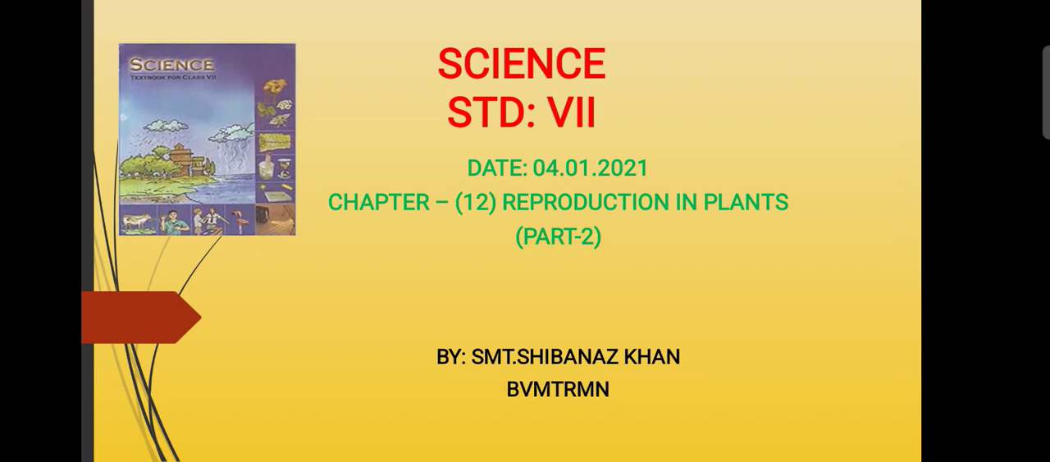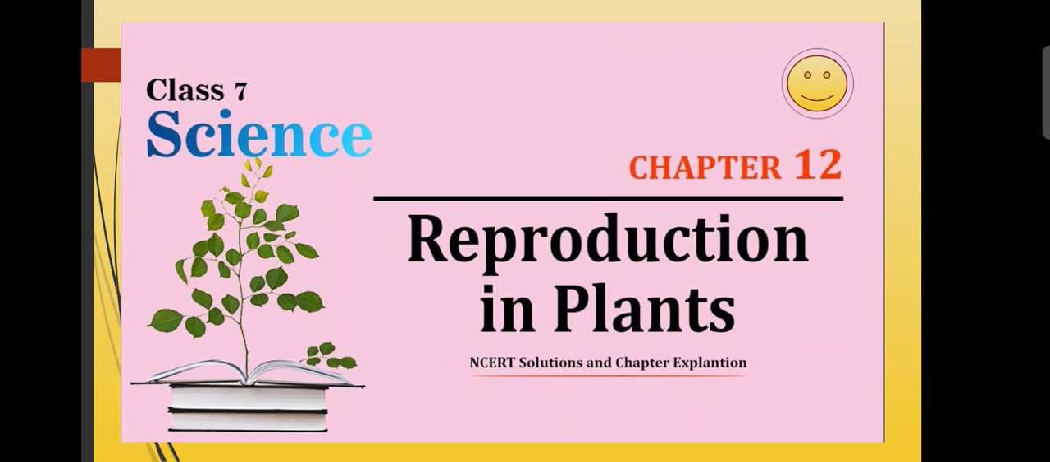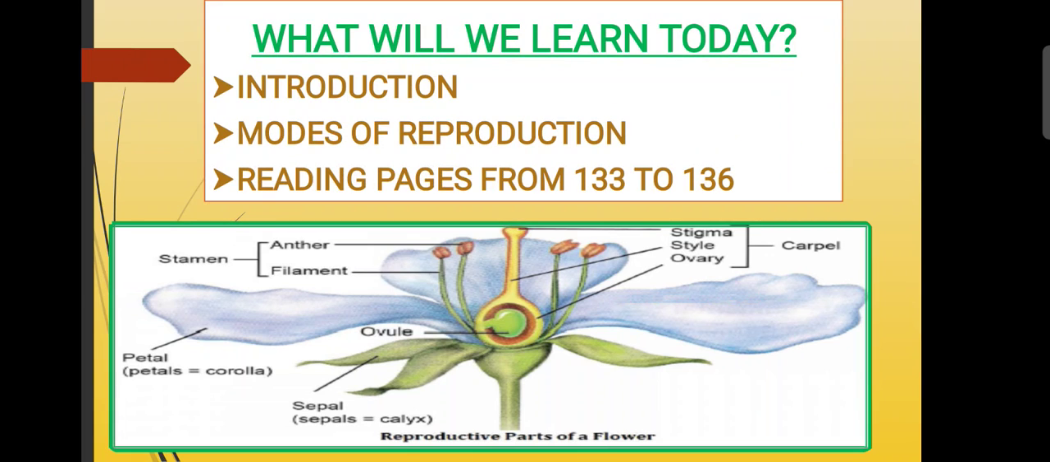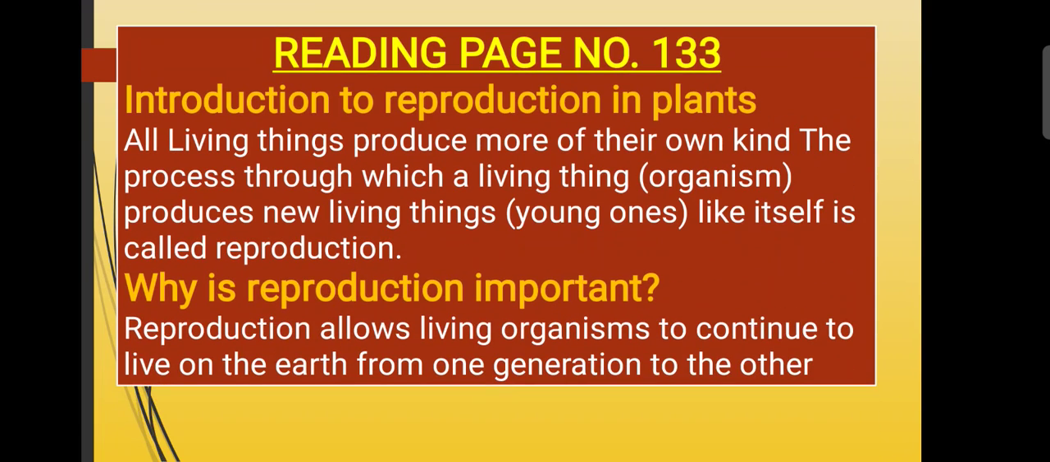Kids, as you know, in the last live class we have discussed the different modes of reproduction. Today we will see more ways of reproduction, and first we will have a recap of the taught part. Children, you know that we have already learned what reproduction is. Living organisms produce more of their own kind, and this process by which a living organism produces its own like is called reproduction. And you know why reproduction is important, because it allows living organisms to continue to live on earth from one generation to the other.